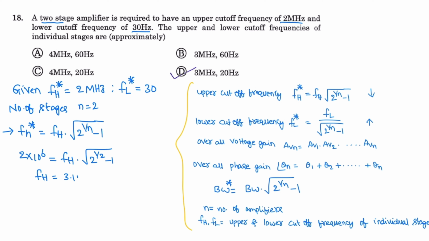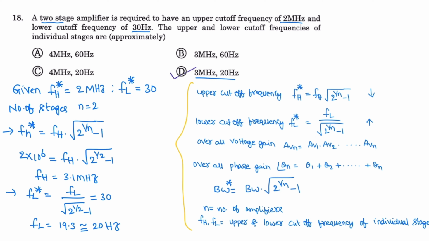Next, in the same question, fl star is equal to fl by square root of 2 power 1 by 2 minus 1. The given fl star value, that is the lower cutoff frequency of the multistage amplifier, is 30 Hz. From this, the lower cutoff frequency fl is equal to 19.3, so approximately 20 Hz. Now the correct option is 20 Hz and 3.1 MHz, so the nearest value is 3 megahertz and 20 Hz.